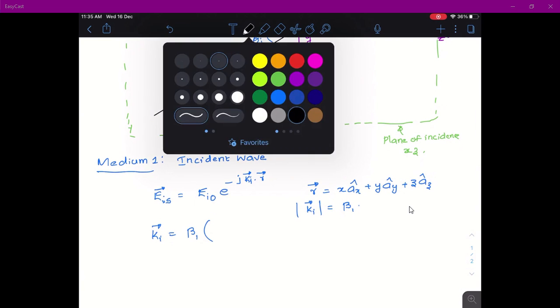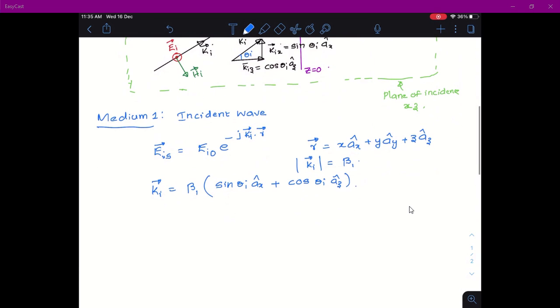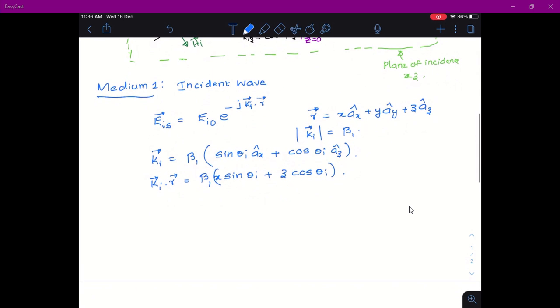So, I can write the complete Ki as beta 1 into sin theta I Ax cap plus cos theta I Az cap. Okay. So, your Ki dot r is equal to beta 1 x sin theta I plus z cos theta I. Okay. So, you can substitute that in EIS. So, it will be EIS is equal to EI0 e raised to minus j beta 1 x sin theta I plus z cos theta I.